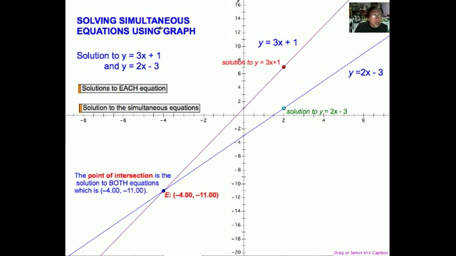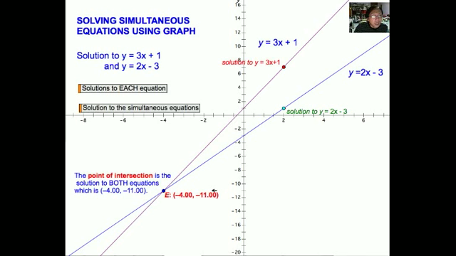Solving simultaneous equations using a graph. We want to find the solution to these two simultaneous equations. As we know, the points on the line are the solutions to each equation. When we plot all the possible solutions, we will find that there will be one common solution shared by both equations. Therefore, we can conclude that the point of intersection is the solution to both equations.